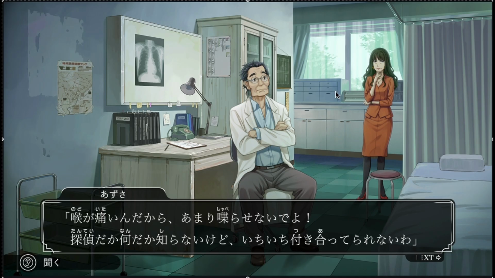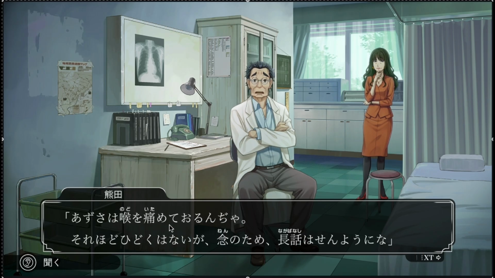Ichiichi tsukiatte rarenai. It's ichiichi. It seems like just one by one, separately. I feel like we have another translation. In detail, fully. So yeah, I think it's kind of like you're going very, very in depth.